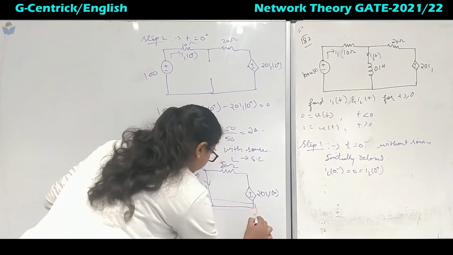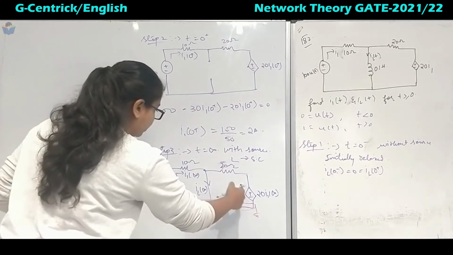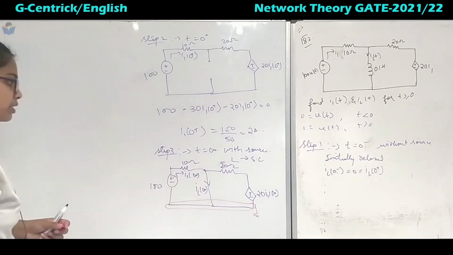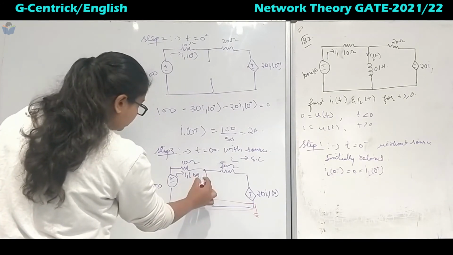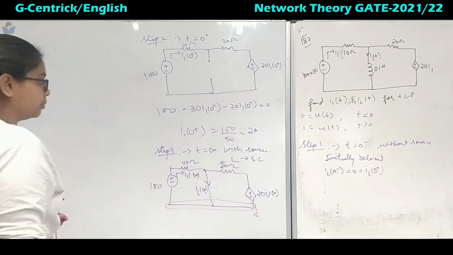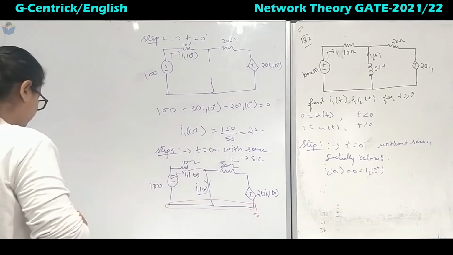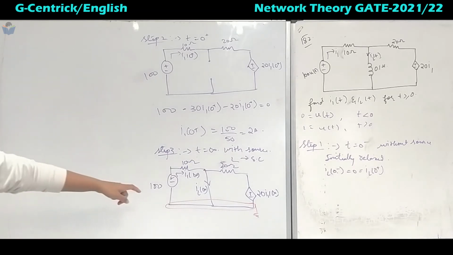To find that, if you take this as one node, we can use nodal analysis, and we'll just keep this one as it is. This will have the same potential. To find IL of infinite, first we need the current from here as well as the current from here. Once we know the current from here and here, we can easily calculate the current through the inductor at infinite.